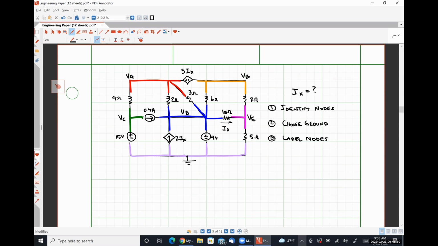So our first 3 steps are absolutely the exact same thing that we did previously. Nothing new has been introduced. Step 4 will also remain unchanged. So step 4 is to express controlling variables in terms of our nodal voltages.